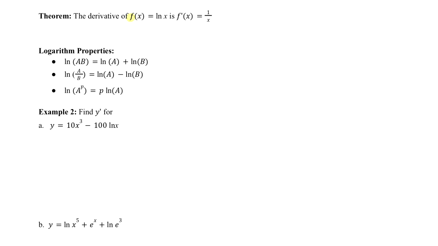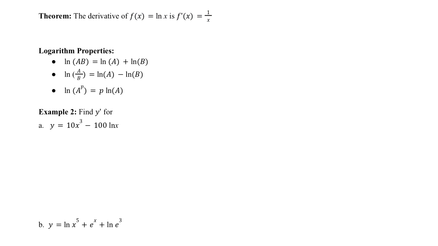The next big derivative rule that we're going to talk about in this section is the derivative of f of x equals natural log of x. If I take the derivative of natural log of x, I'm going to end up with f prime of x equals 1 over x. This is one that we'll be using pretty often for the rest of this course, along with the derivative of e to the x that we talked about in our last video. This is definitely one that you're going to want to have memorized as we go forward.